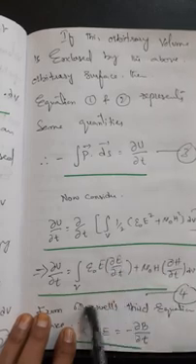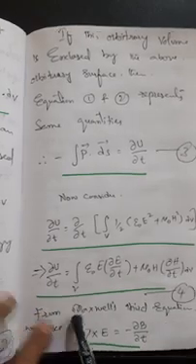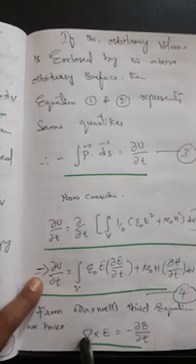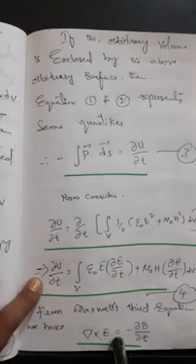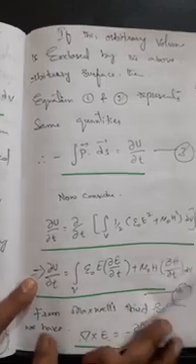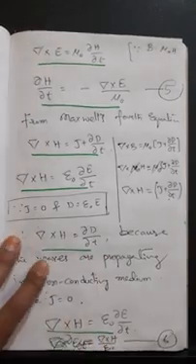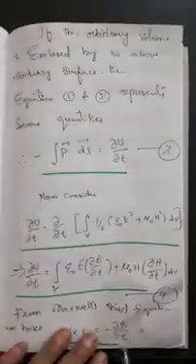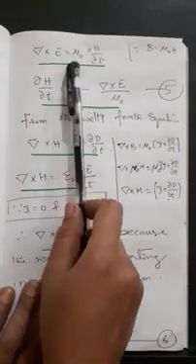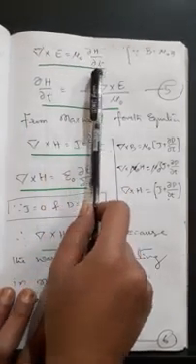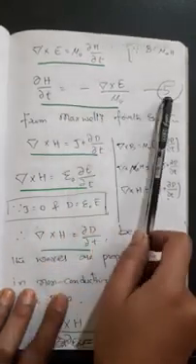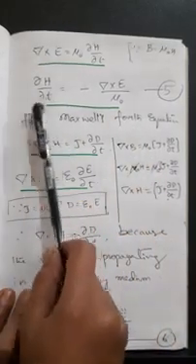For that purpose we have to take Maxwell's third and fourth equations. From Maxwell's third equation we are going to calculate the value of ∂H/∂t. We know that Maxwell's third equation is del cross E is equal to minus ∂B/∂t, where B is nothing but μ₀H. Substituting the value of B, we get del cross E is equal to minus μ₀ ∂H/∂t. So this can be written as ∂H/∂t is equal to minus del cross E by μ₀. Let us take this as equation number 5.